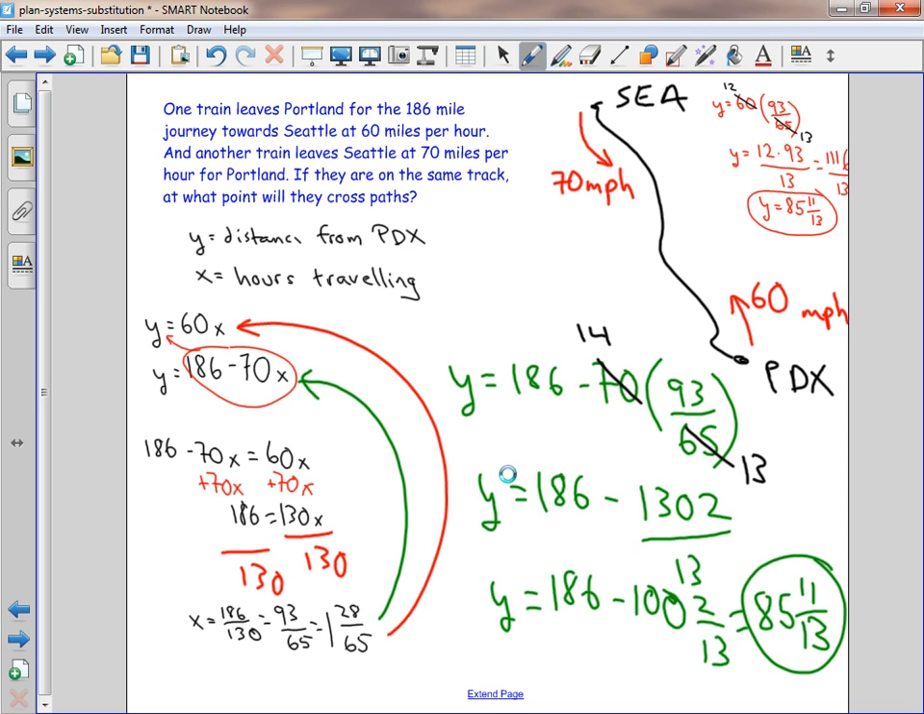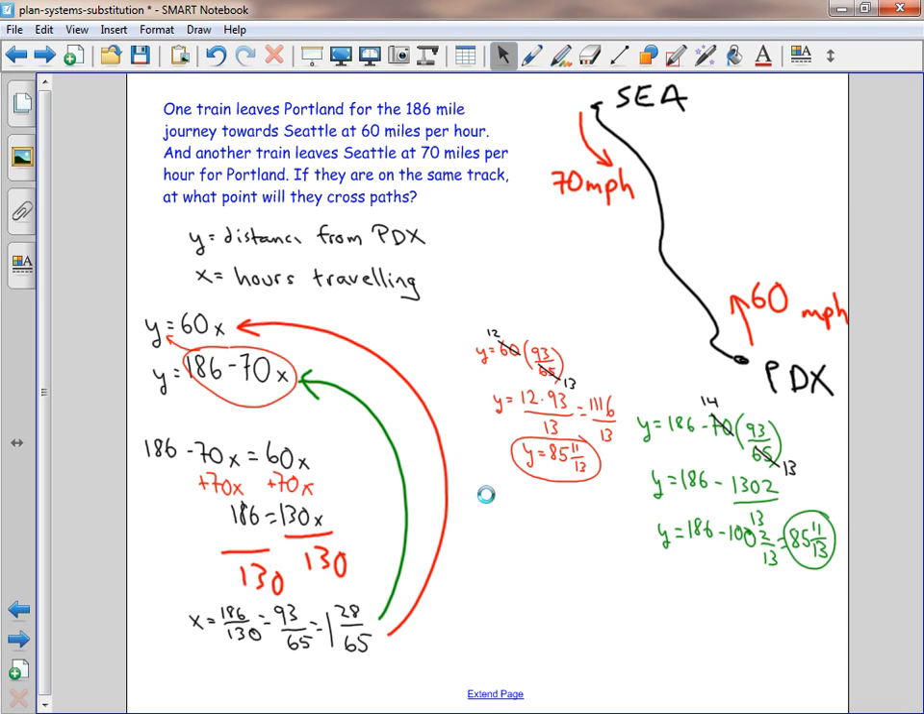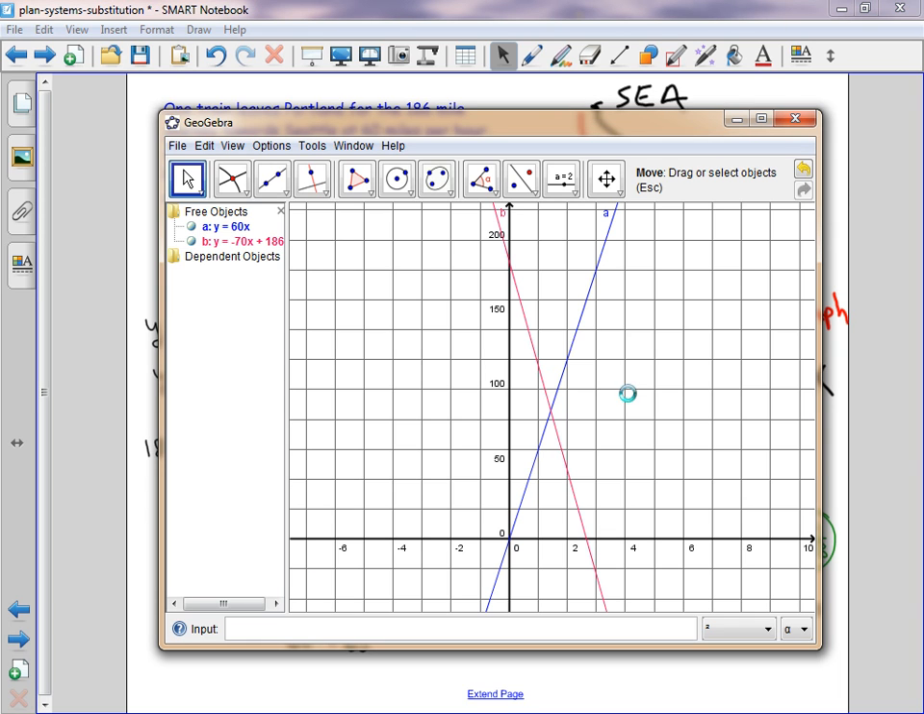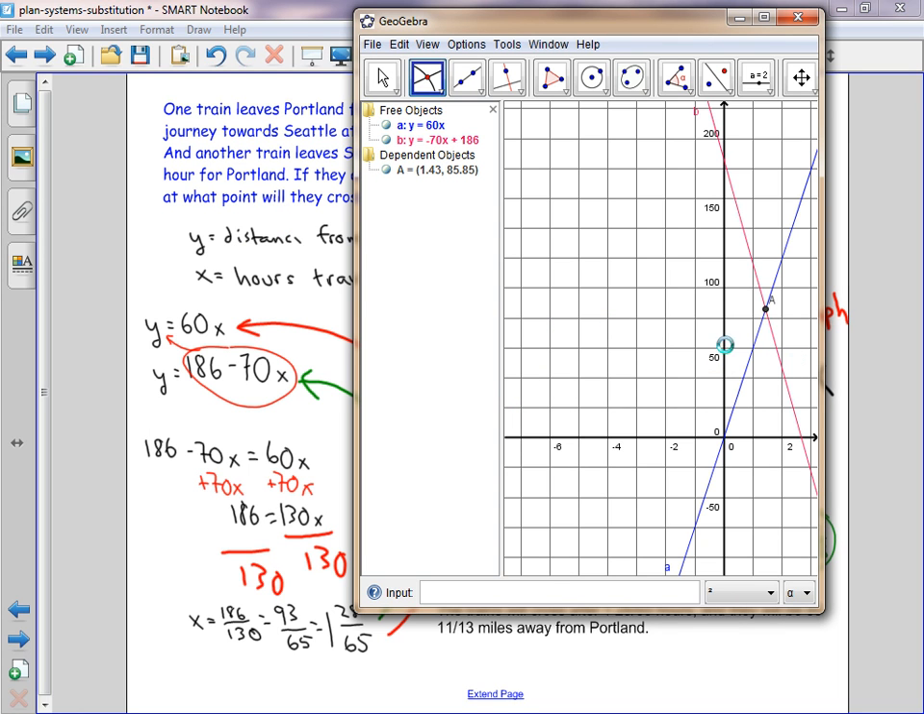Because this is a word problem, I'd write my answer in a complete sentence. My sentence would read, the trains will cross after 1 and 28/65 hours, and they will be 85 and 11/13 miles away from Portland. A graph of the two equations would look like this. You can use your calculator to verify that our answers work out to be the coordinates where point A is, even though A has been rounded to 2 decimal places.